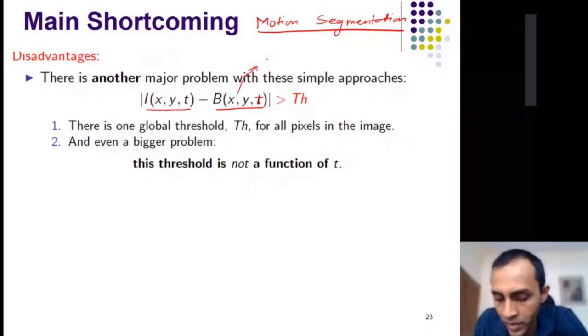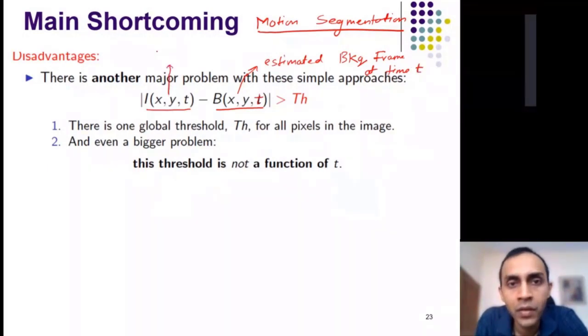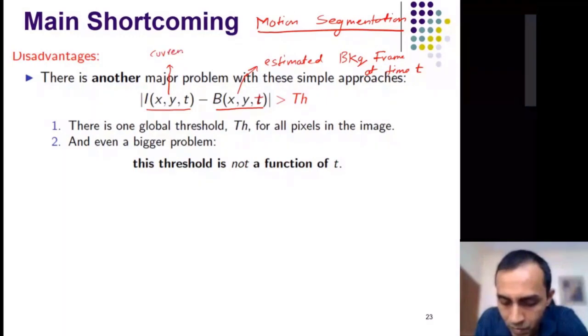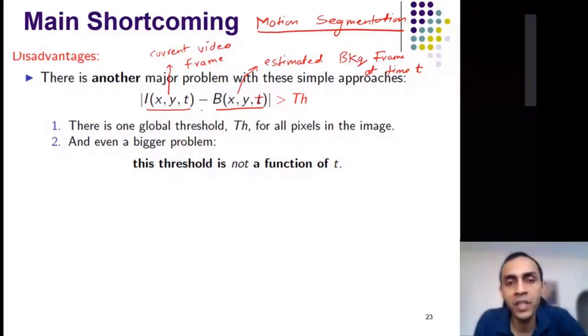So this is, let us say, the estimated background frame at time t, and this is the current frame. Then after subtracting the two, we will get to know where the changes have happened.